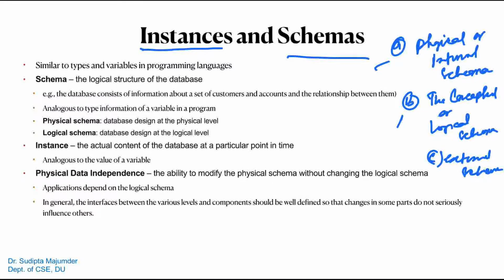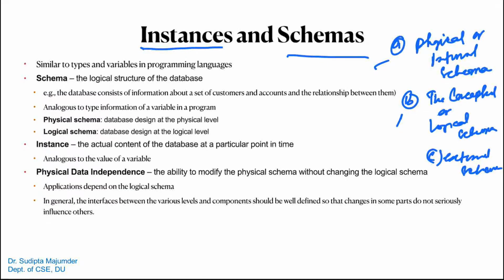The second schema, which we call the conceptual or logical schema. Logical schema describes the structure of the whole database for a community of users. The conceptual schema describes the entities, data types, relationships, user operations, and constraints, and also it hides the details of physical storage structure.